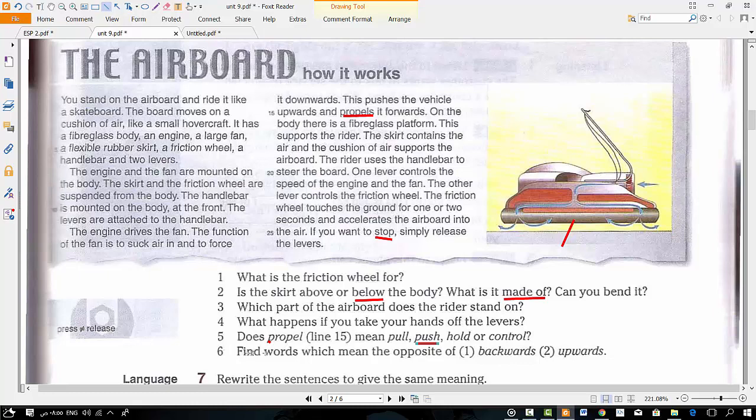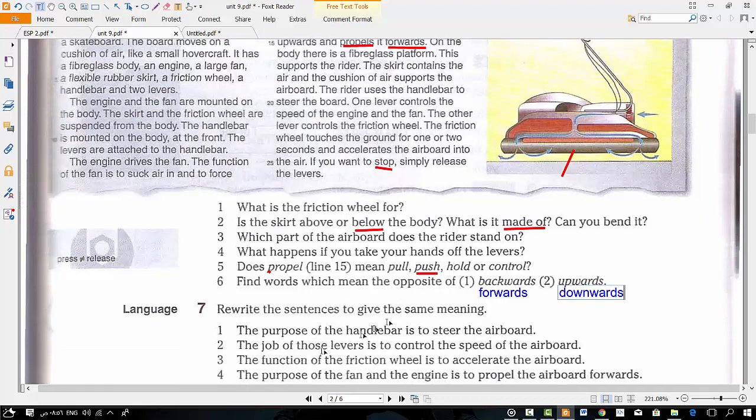Number 6. Find words which mean the opposite of backwards, upwards. Okay, backwards. What's the opposite? Forwards. Upwards. What's the opposite? Downwards.